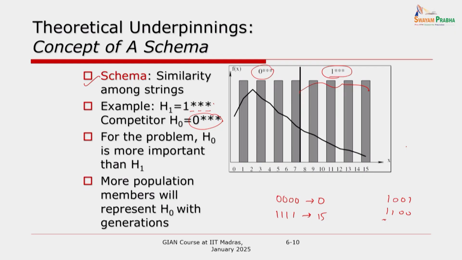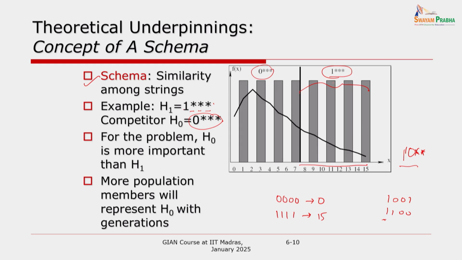I could give you another schema like 1 0 star star, because it's 4 bits. Can you pinpoint which region this represents? Now this will have 2 times 2, or 4, only 4 strings. Which are these 4 numbers? And where is this region? 1 0 star star. So the 1 already tells you that you would be here, right?